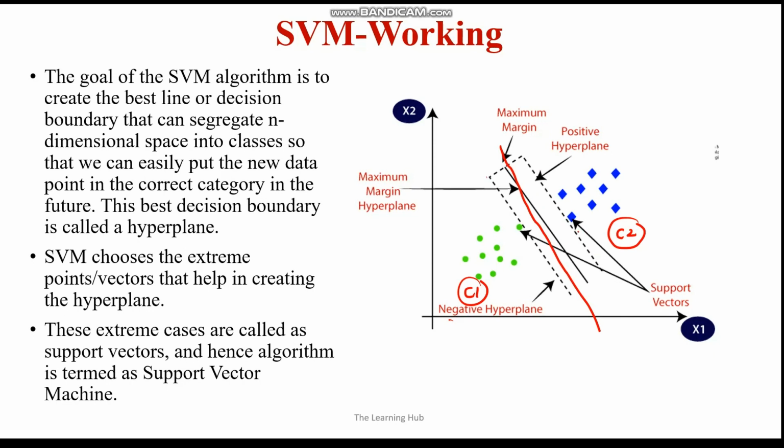So the goal of the SVM algorithm is to create the best line, also known as the decision boundary, that will segregate n-dimensional space into classes so that we can easily put new data into a category. Now let's have a look at how it is working. Suppose I have points like this.